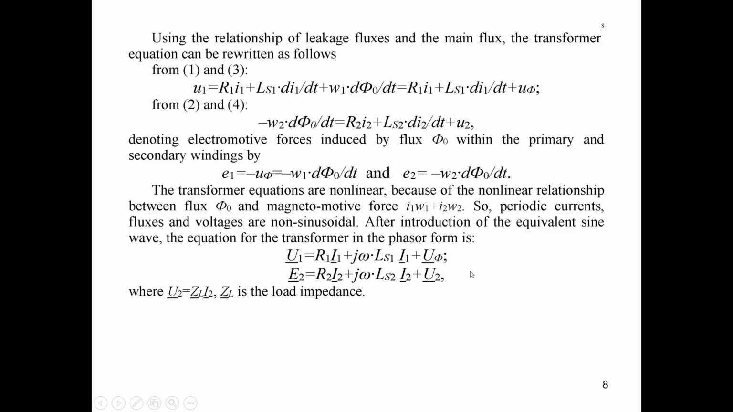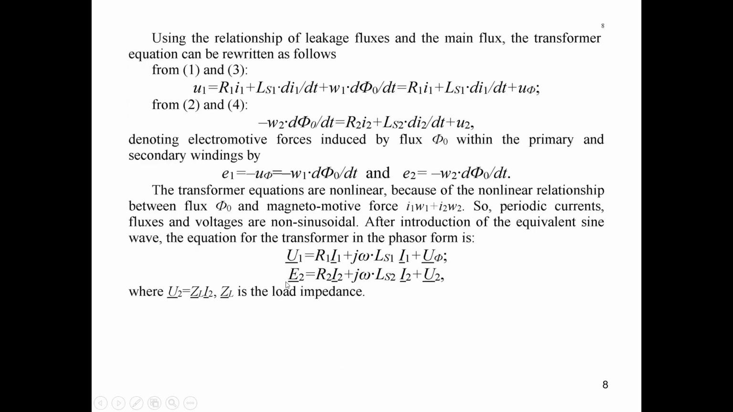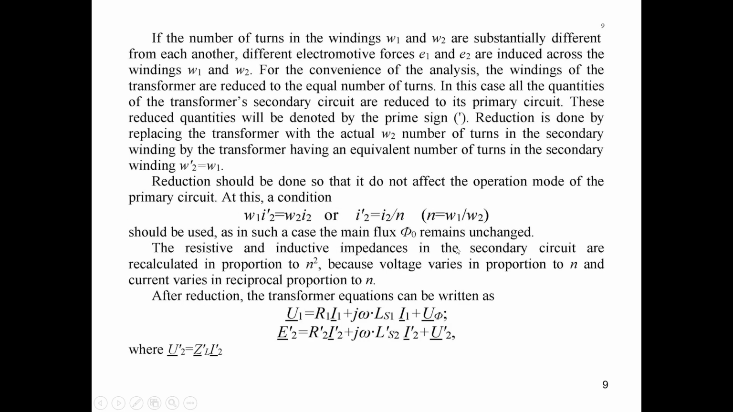process with the help of phasors, some approximation, of course, and we write down such an equation as phasors. These two equations for U1 and for U2, we write through phasors, and then we introduce such an approach when we reduce the number of windings of the secondary circuit, when we consider that the number of this winding in the secondary circuit is equal to the number of windings of the primary circuit.